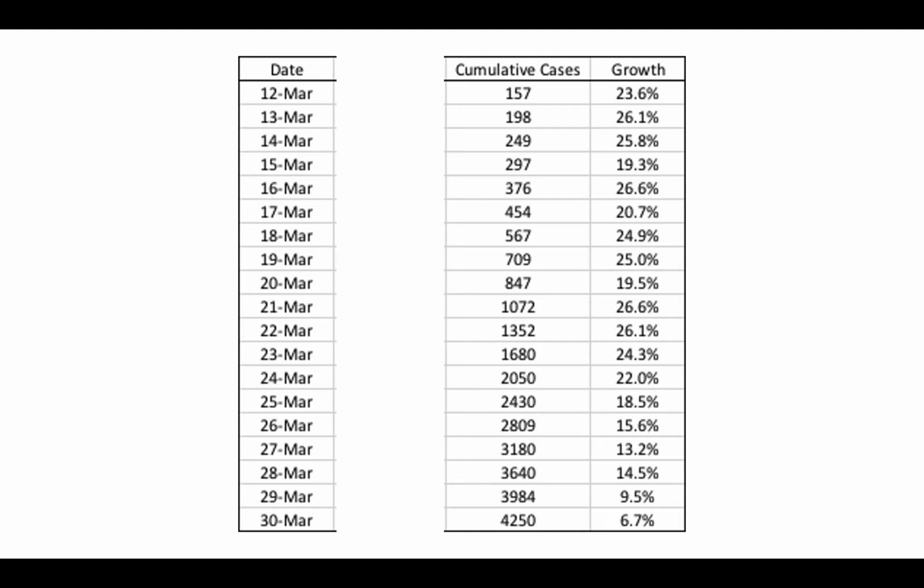What you've seen in the last week is those growth rates coming down, and that's good news. Nonetheless, on the chart it still looked like the numbers were increasing quite significantly.